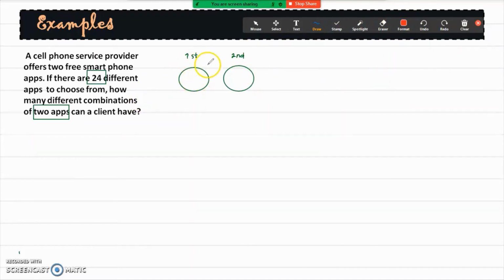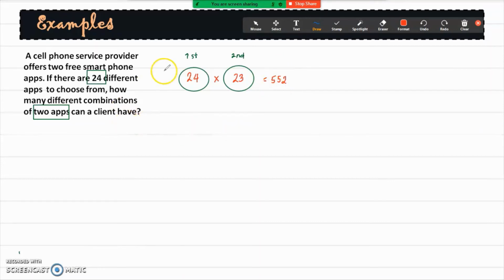Now, for the first app, how many options do we have? Since we have 24 different options, technically we have 24 different options to choose from for the first one. And since we have already chosen 1 app for the first option, then we'll only have 23 options for the second app. Multiplying 24 times 23, that's equal to 552.